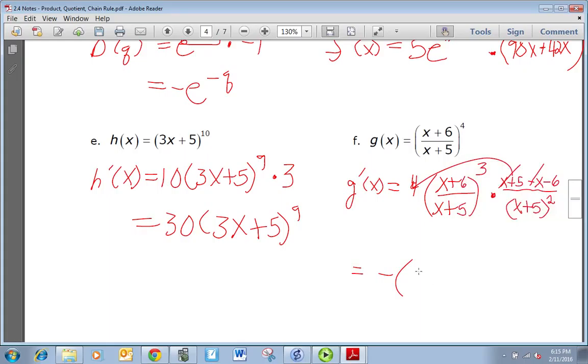Wasn't trying to get a note there. x plus 6 over x plus 5 to the 3rd power times 1 over x plus 5 squared. So I combine the quotient rule and the chain rule.